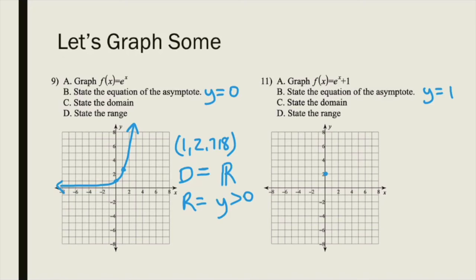Okay, and then we said over here our point was 1 comma 2.718. It's just going to be moved up. So 1 is actually on 2. I see what you're saying. So it'll be 1 comma 3.718.